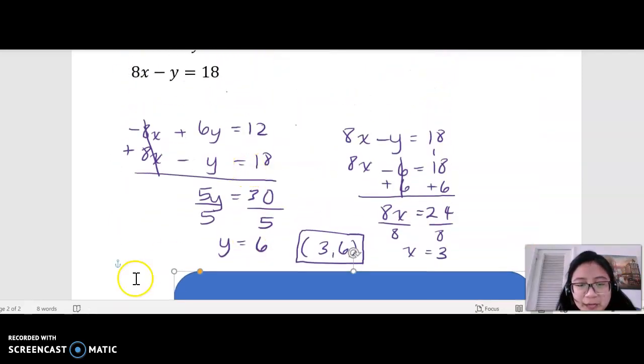So notice how we got rid of the x variables, we solved for y, we got 6, and then we just plugged this back into the equation to get x is equal to 3. So this would be your answer.